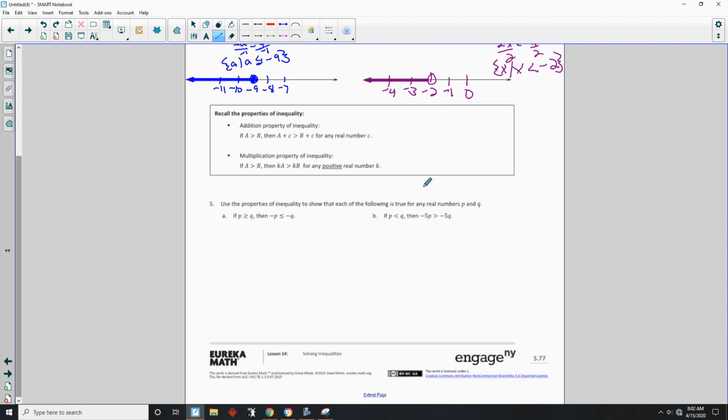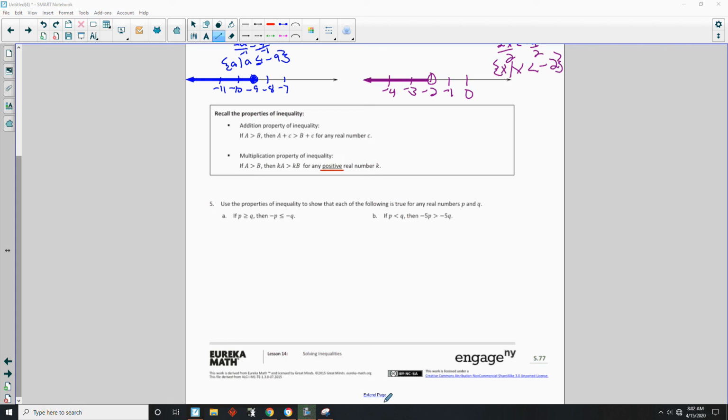All right, so now we have this property here. It says recall the properties of inequalities. Addition property of inequality: if a is greater than b, then a plus c is still greater than b plus c for any real number c. Multiplication property of inequality says that if a is greater than b, then some constant k times a is still greater than some constant k times b for any positive real number k. Now 5 says to use the properties of inequality to show that each of the following is true for any real numbers p and q.